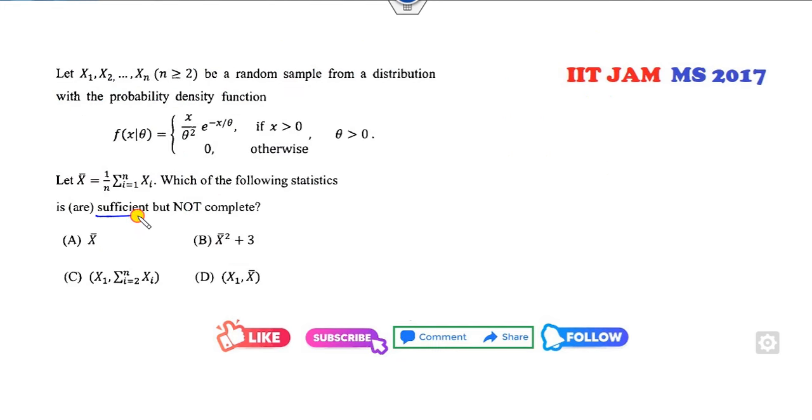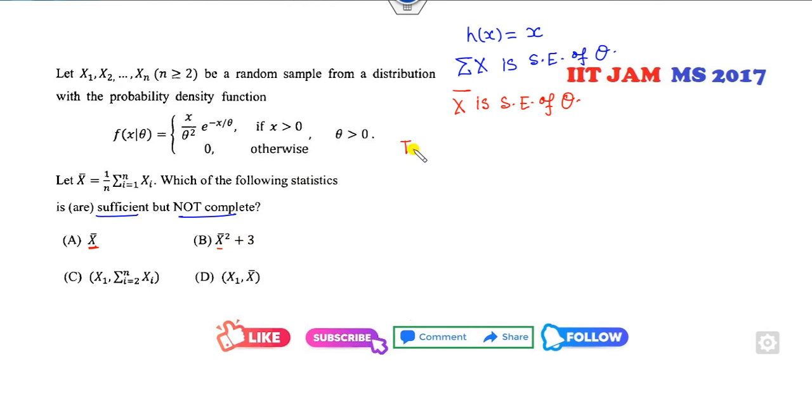Okay, which of the following is sufficient but not complete? So look at that. This is the function, so h(x) is x. It means summation of x is my sufficient estimator of theta. Fine. Now which of the following is complete? Summation of xi, meaning x bar, is my sufficient estimator of theta. Clear? So x bar is my sufficient estimator.